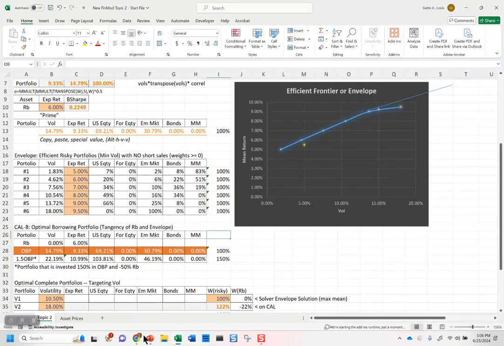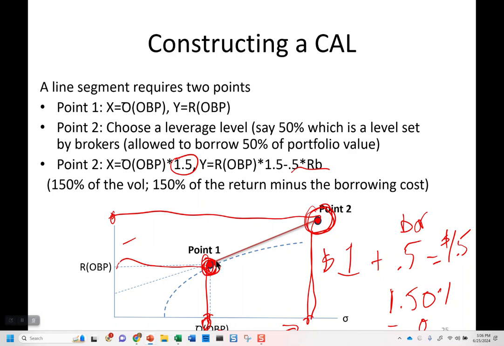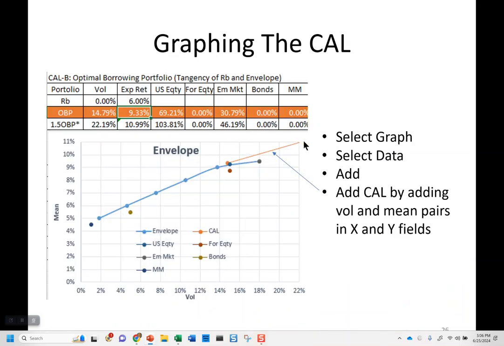And when you're done, you should get this beautiful graph that shows this line segment. Okay? And so what does this show me? One, it does seem to be the tangency point. And what you see here is I can now invest on this line by leveraging this optimal borrowing portfolio. So what you see right away is I'd rather be on this line segment here than on the envelope here. So this line segment completely dominates these points on the envelope below the capital allocation line.